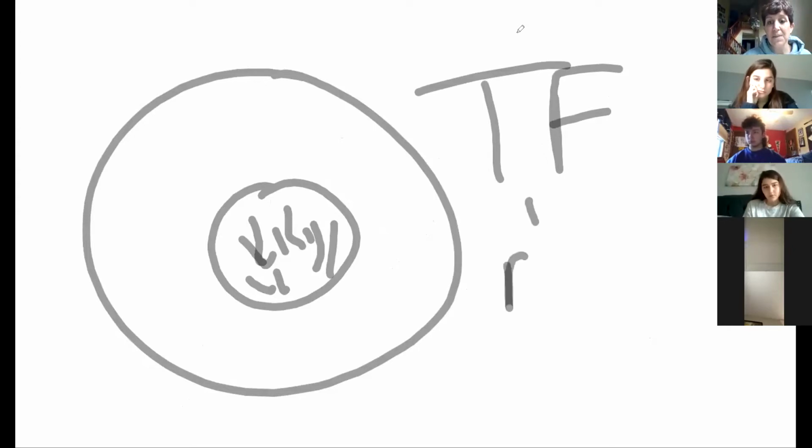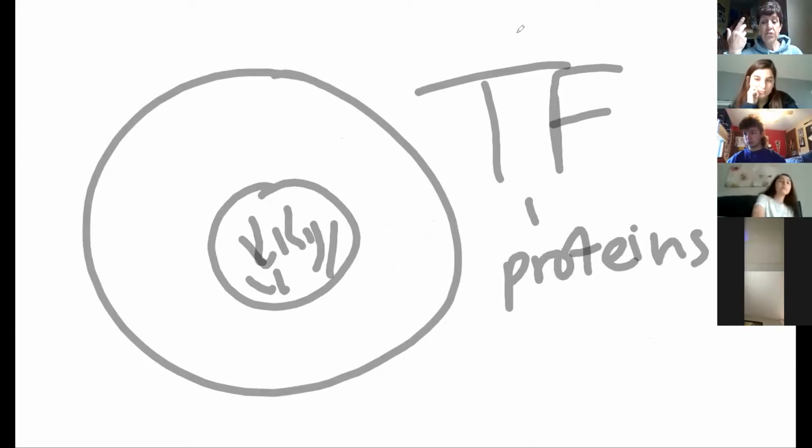Transcription factors are specific proteins that are made, usually due to a ligand, and that transcription factor will go and bind to a very specific gene and say, okay, RNA polymerase, right here, this is where I need you to work. And RNA polymerase goes, okay, I need an A and a U and a C and a C and a G.